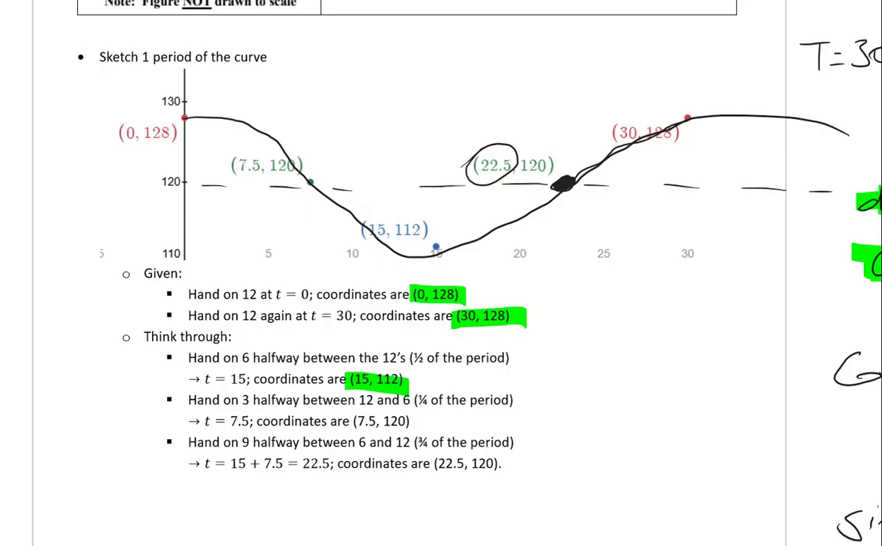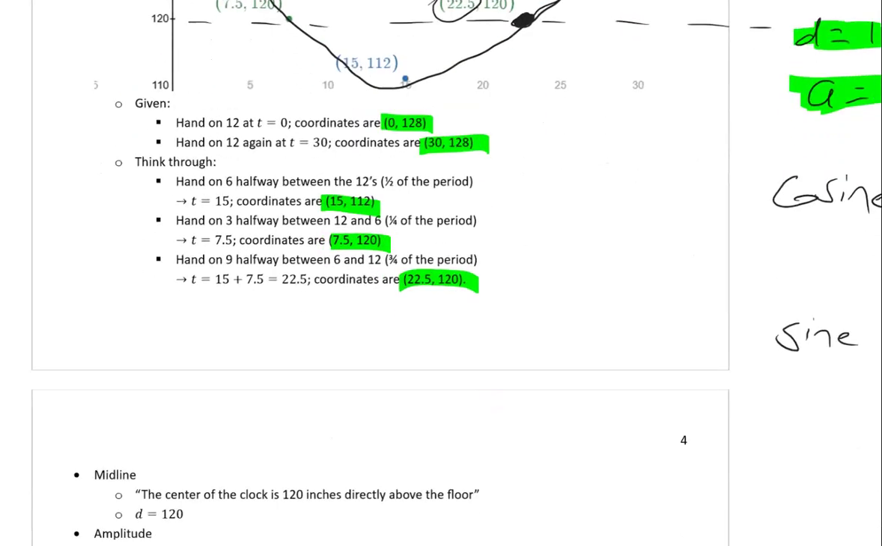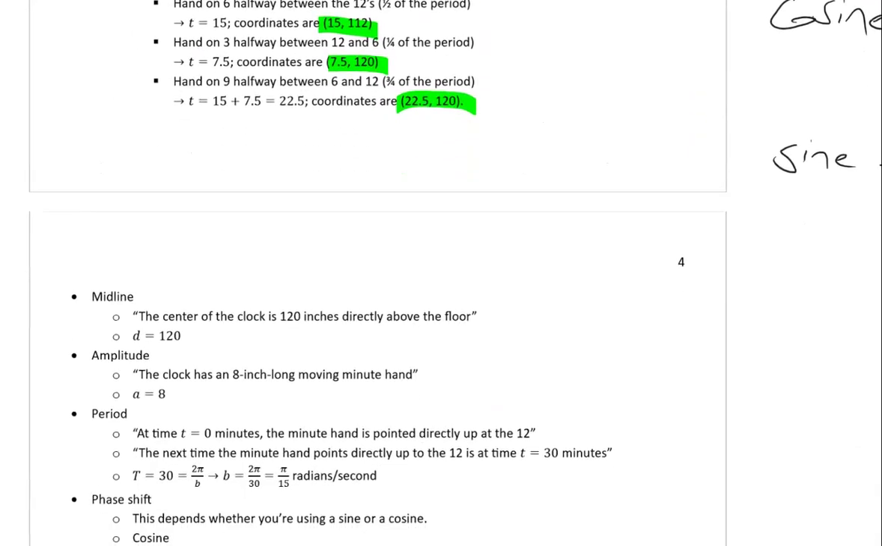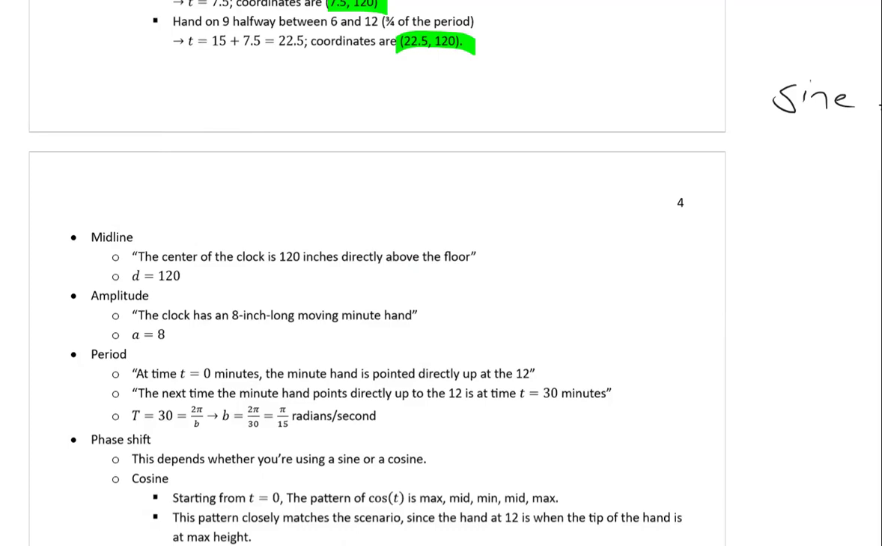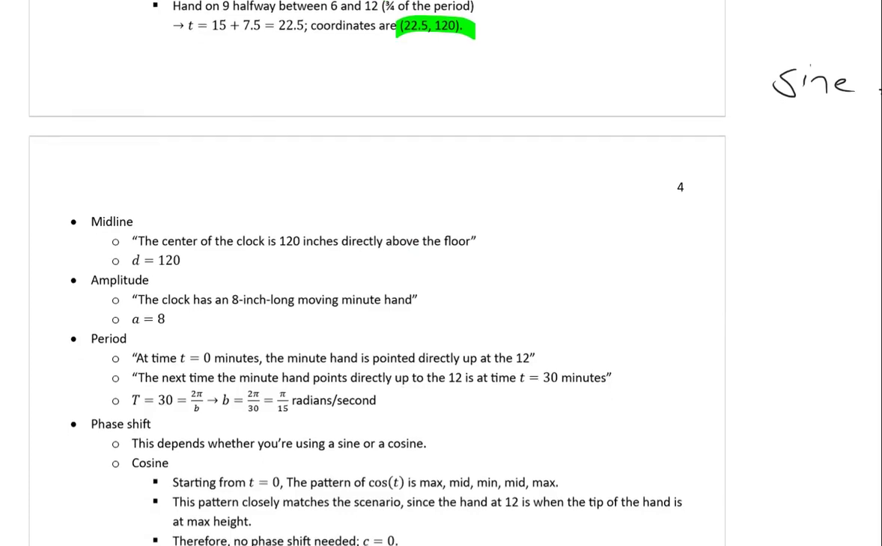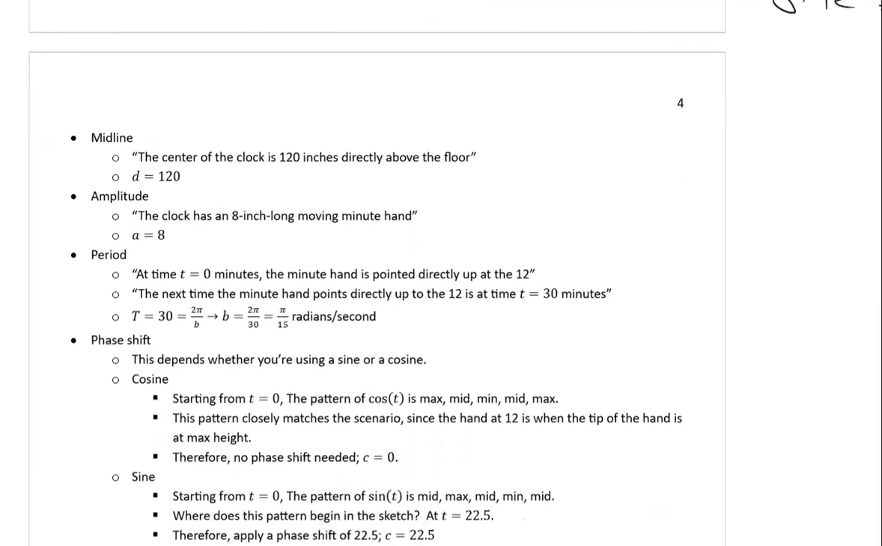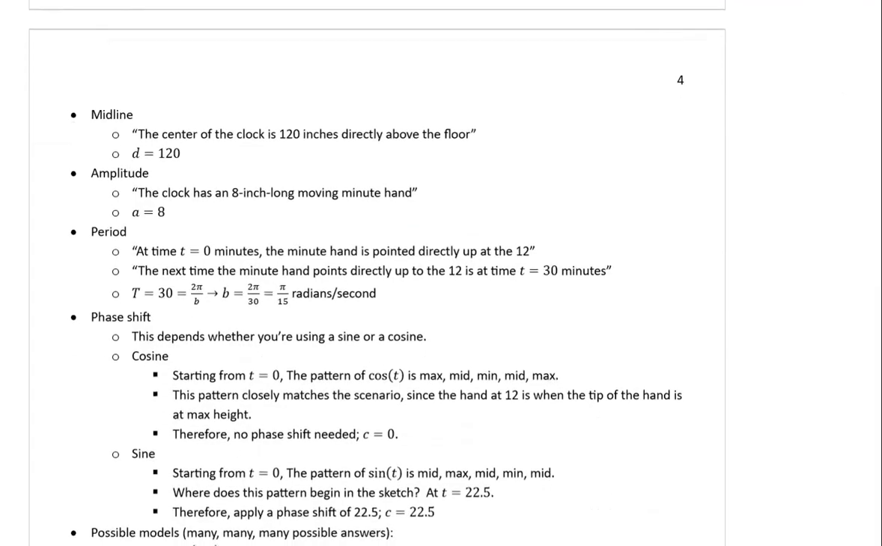And then for hand on the 3, it's going to be a quarter of the period, or halfway between when it's on the 12 versus to the 6, right? So that's 7.5. And then similarly, the hand on the 9 is 22.5, okay? And then midline is where the center of the clock is, because the hands swing up or down from there. All right, amplitude is how much it swings up or down from the midline. That's 8. Period we calculate because it told us that it repeats every 30 minutes.